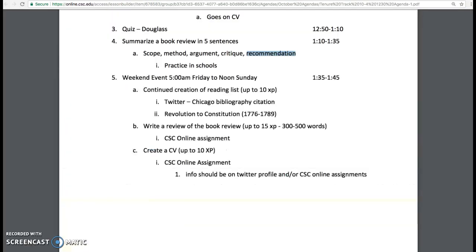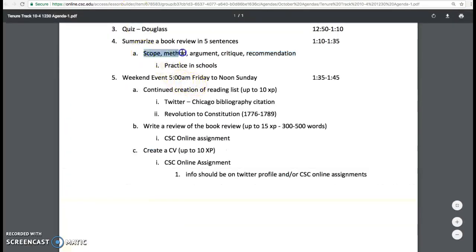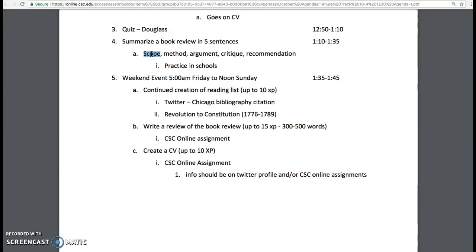All right, the Thursday agenda, we talked about this in class. We talked about scope, method, argument, critique, recommendation. You're going to have a sentence about scope, a sentence about method, a sentence about argument, a sentence about critique, a sentence about recommendation. Scope is what the book is about. What time period, who is covered, is it an intellectual history, a social history, legal history? You get the idea. Military history.